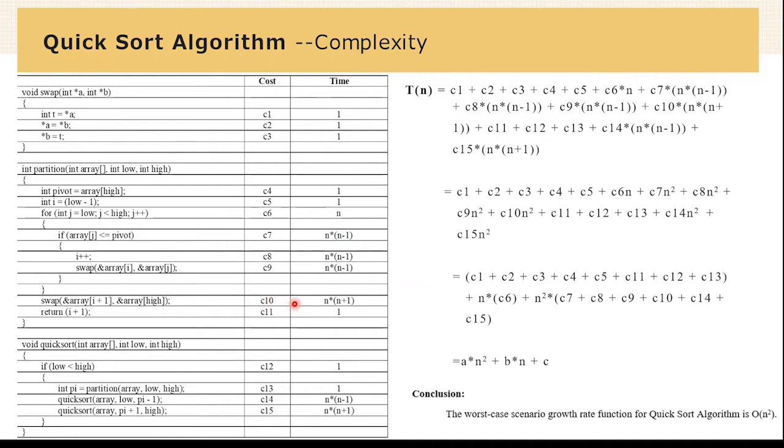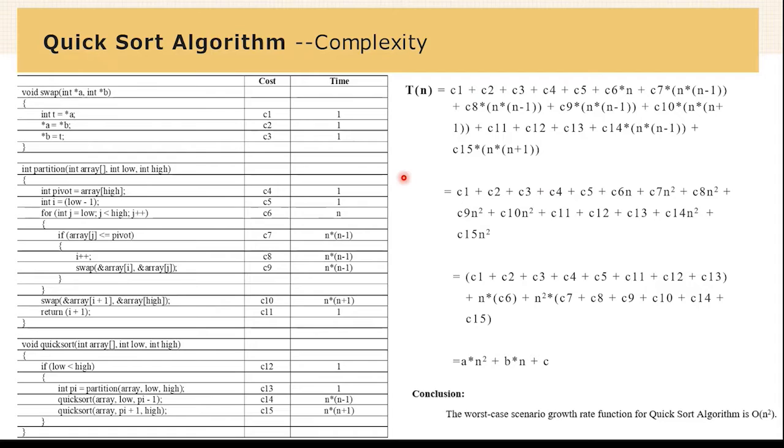For the C10, we will multiply by n times n plus 1 here. And for the C11, C12 and C13, we will multiply by 1. For the C14, we will multiply by n times n minus 1. For the C15, we will multiply by n times n plus 1.